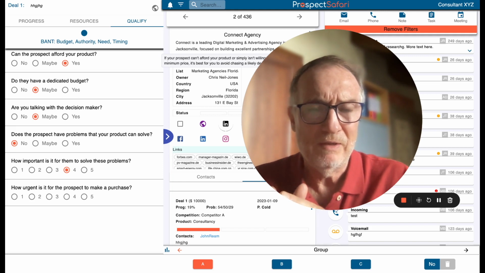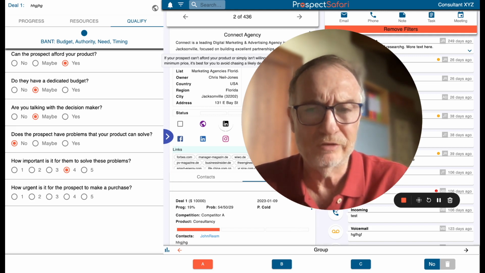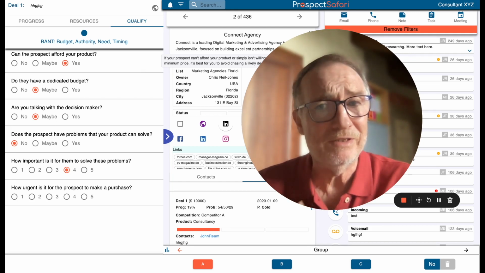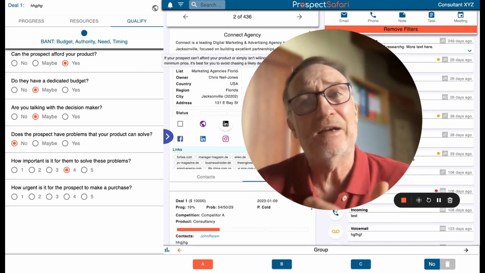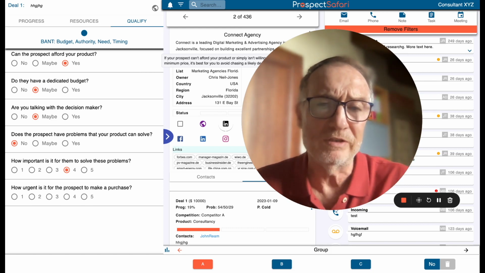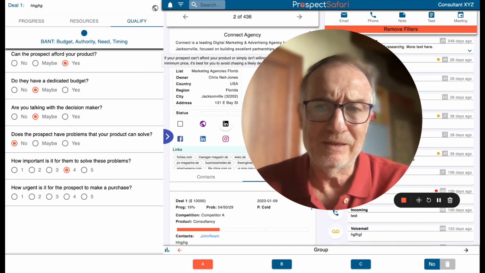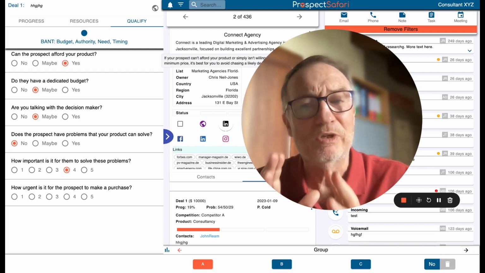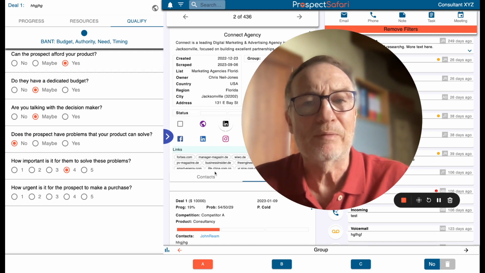Some of these questions will be far more important predictors of a win or a loss. Some of them you will tend to answer too optimistically or pessimistically. And again, ProspectSafari is calculating that in the machine learning code, going through all of the data and reweighting each question. So have faith in the system. It will give you a very, very good readout of the probability of a win.